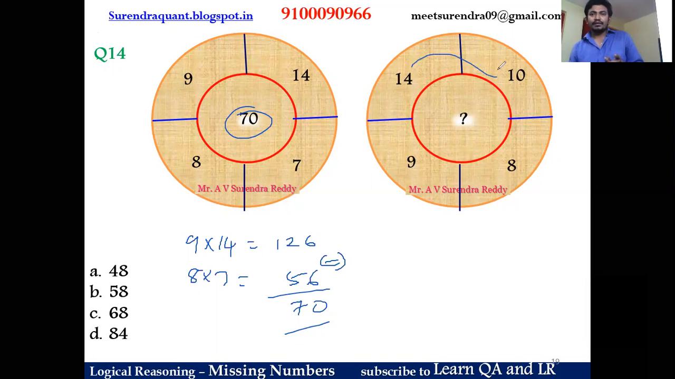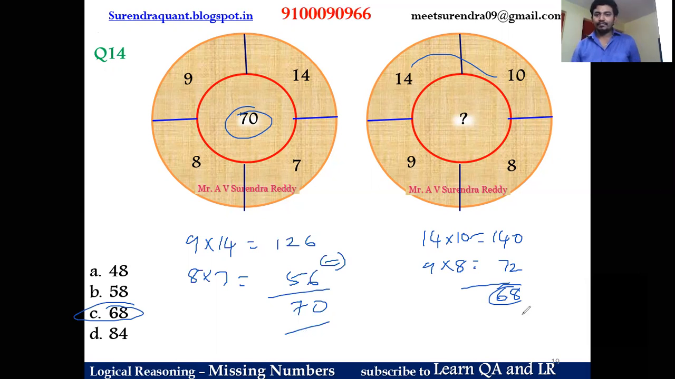So do the same thing. 14 into 10 you must do first. 14 into 10 is 140. 9 into 8 is 72. So what is the difference? 68 is the difference, right? And that is option C. So let's go for question number 15 now.